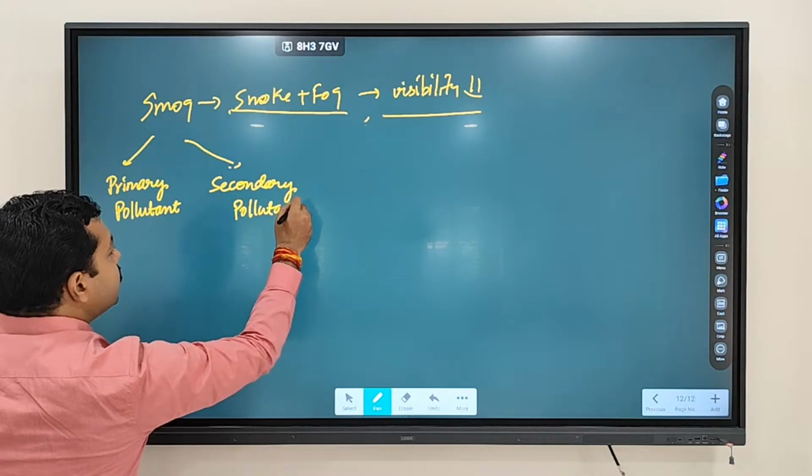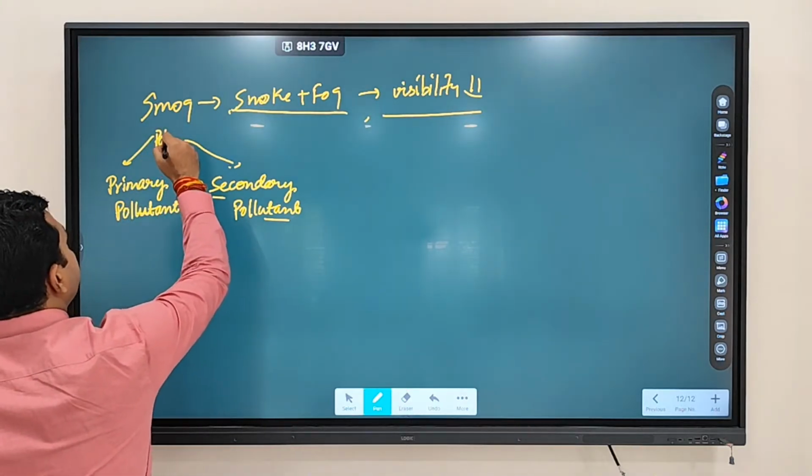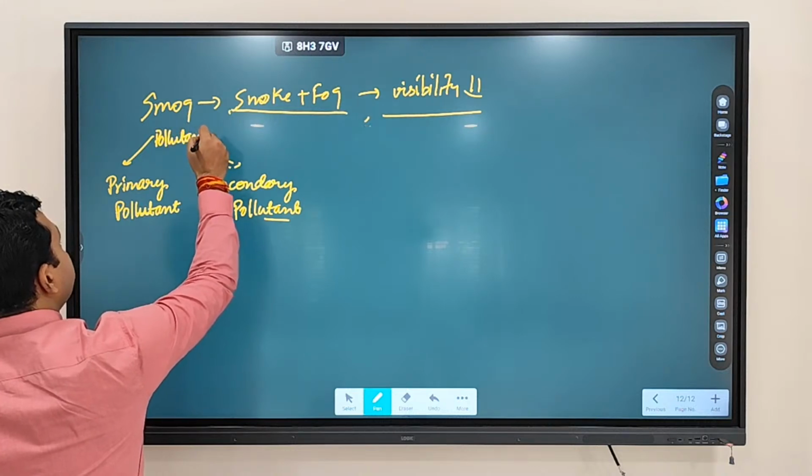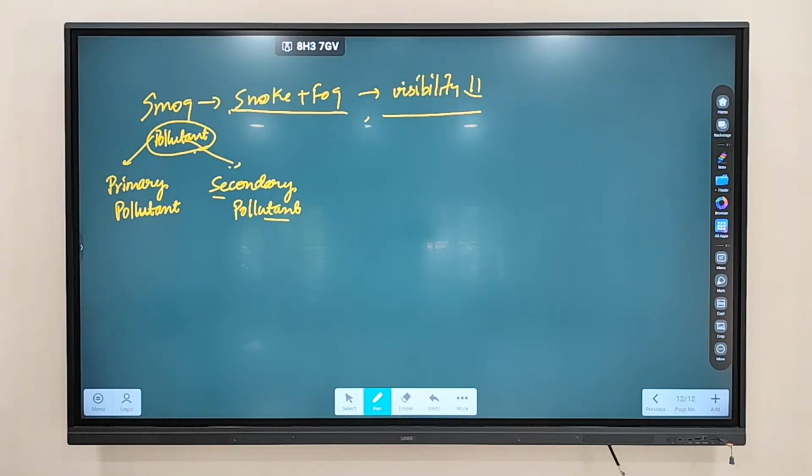So the two terms that you have to keep in mind are primary pollutant as well as secondary pollutant. Clear? So pollutants are of two kinds that you will read in environment. Just for understanding, I'm telling you these two concepts. One is called a primary pollutant and another is called a secondary pollutant. What is a primary pollutant?